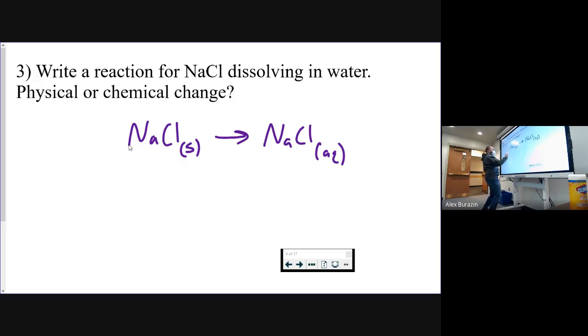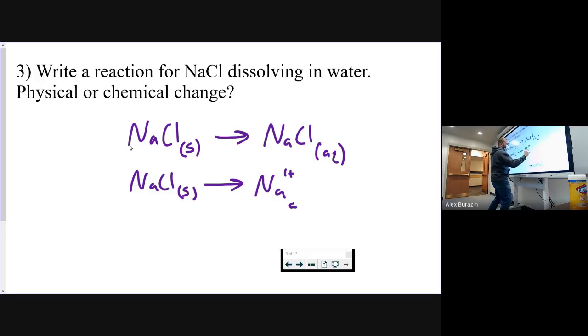So really, I'm going to rewrite this one more time. What I get are sodium ions with a 1+ charge, aqueous, plus chloride ions with a 1- charge, aqueous. This is a better way of writing. Okay? When ionic compounds are dissolved in water, they dissociate. I think we should write that down.